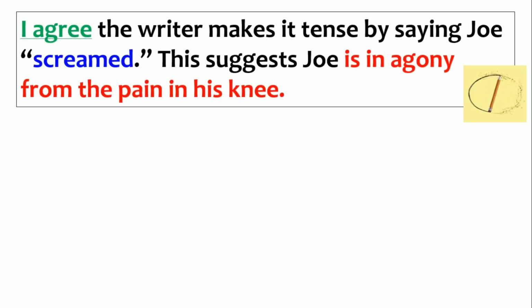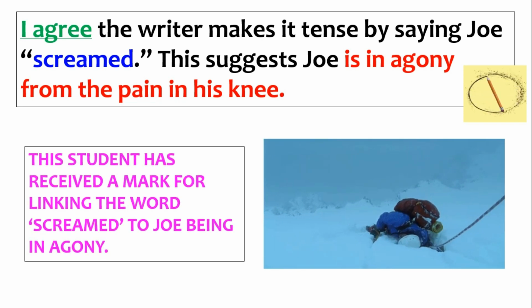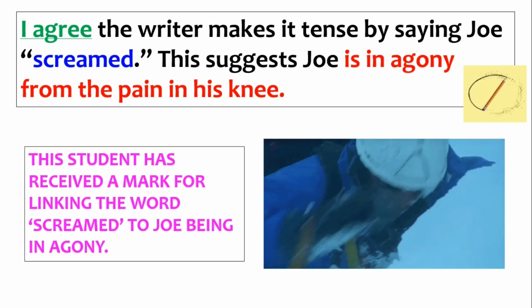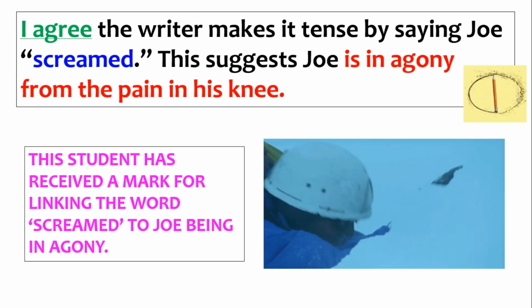Okay, another one, it says that Joe, it didn't say Joe said, it didn't say Joe shouted, it said Joe screamed. So I put, I agree the writer makes it tense by saying Joe screamed. What are the connotations of "screamed"? Pain, agony. I put, this suggests Joe is in agony from the pain in his knee. So again, this student has received a mark for linking the word "scream" to Joe being in agony. My green is my question, my blue is my quote, my red is my explanation.